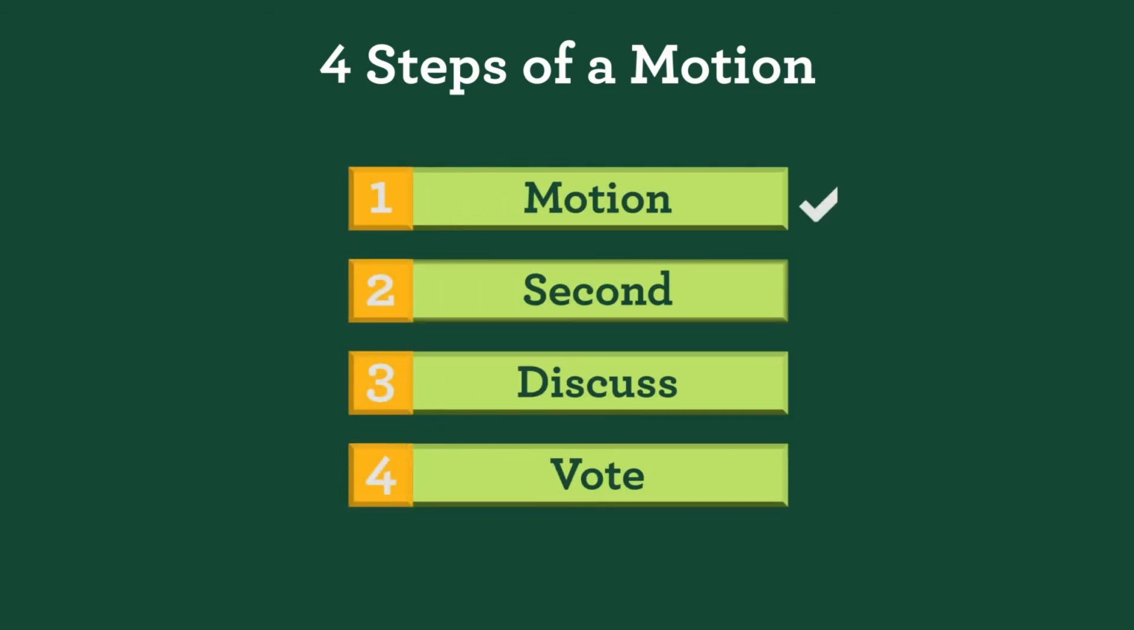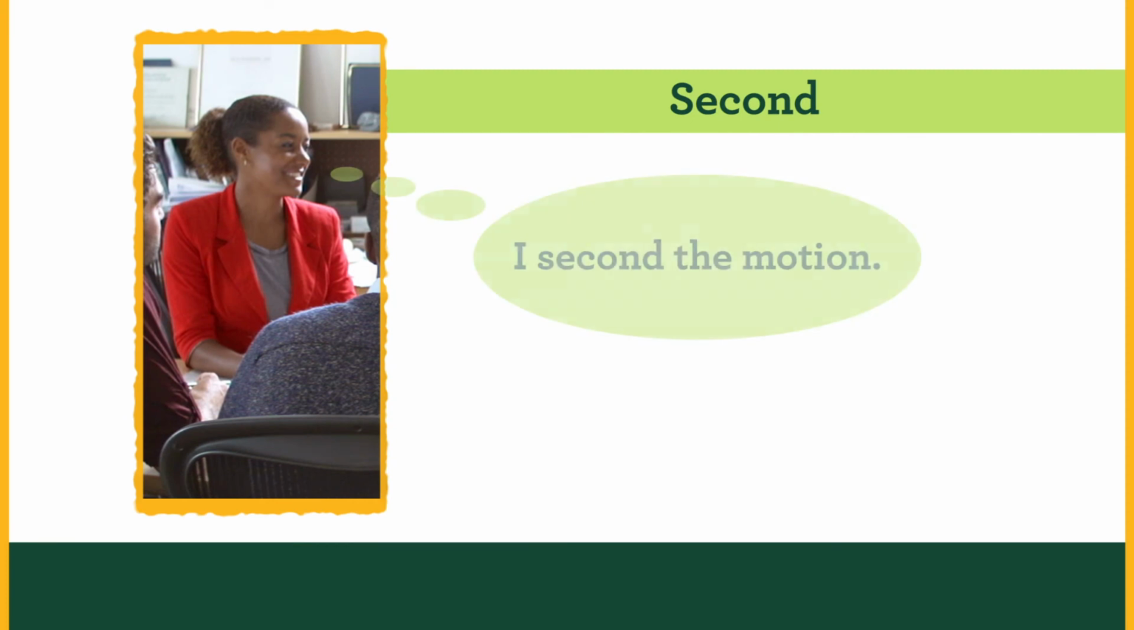A motion must be seconded by someone other than the mover before discussion. A second is not necessarily an endorsement of the motion, but ensures that at least one other person thinks the motion should be discussed. The purpose of requiring a second is to prevent time being wasted by having to discuss and deal with a motion that only one person wants to see introduced. You can simply say, I second the motion. Or just, second.